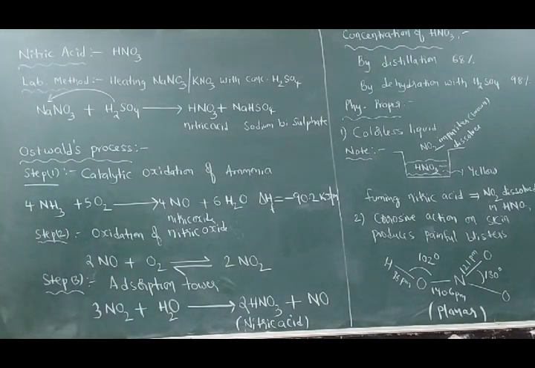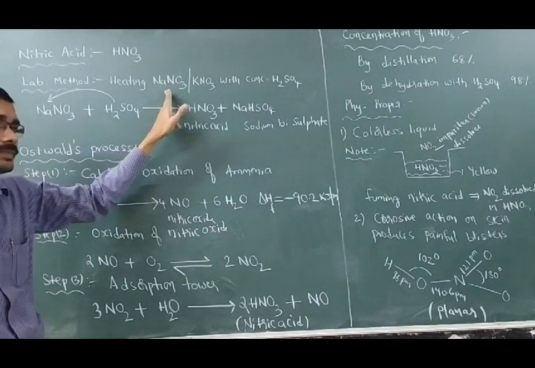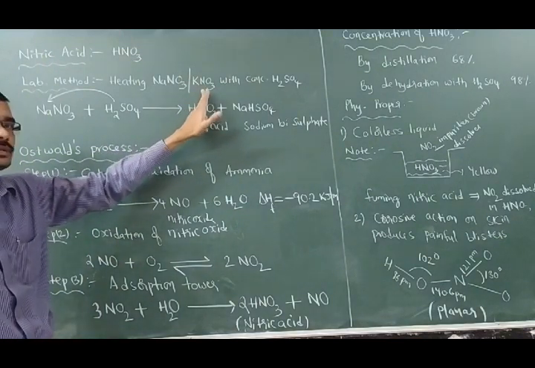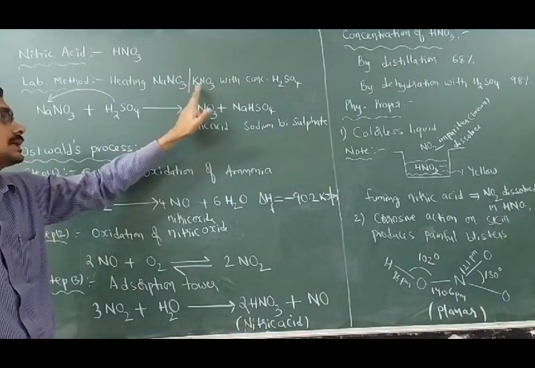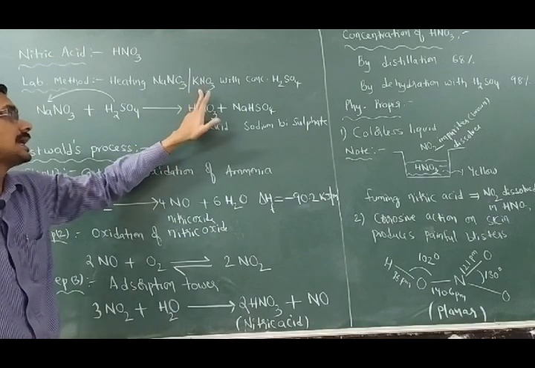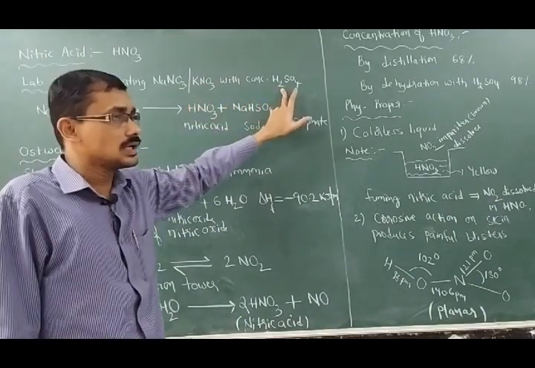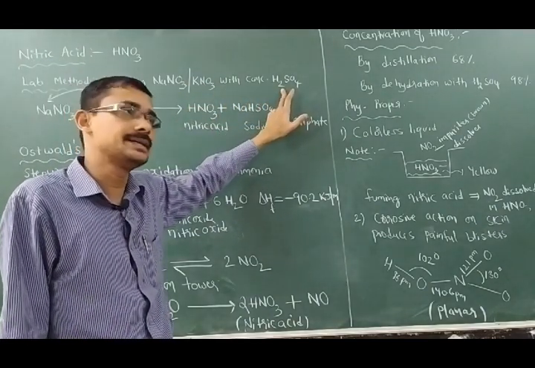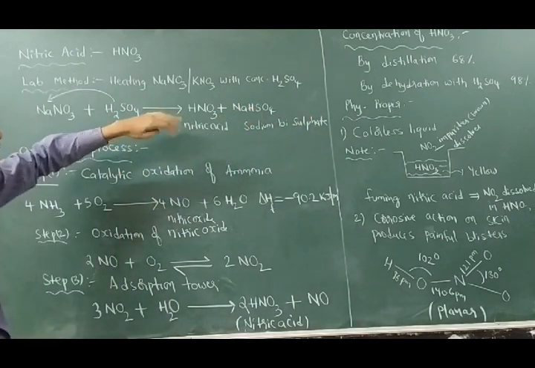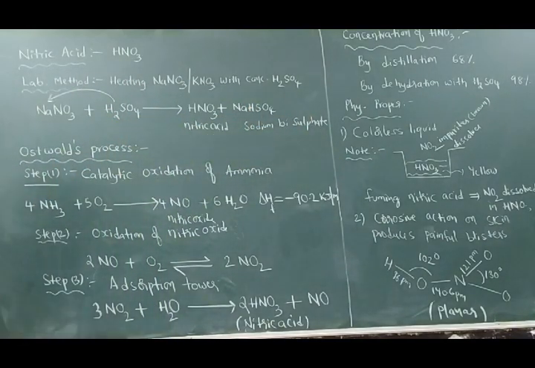In this laboratory method we take two salts, one is sodium nitrate or potassium nitrate, NaNO3, KNO3. This will be added with what? Concentrated H2SO4 and heated. On heating, what happens? You are going to get HNO3. Very simple to write the reaction.